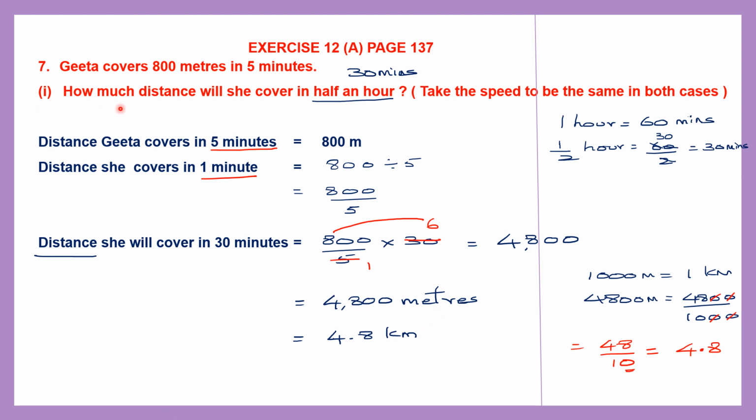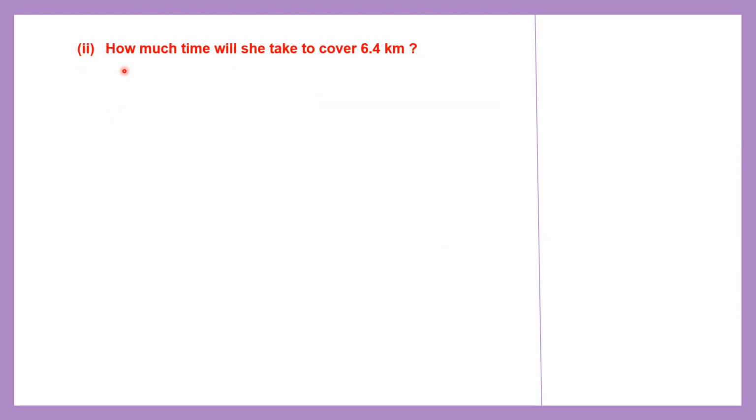So we have finished the first part of the question. Let's go to the second part of the question. How much time will she take to cover 6.4 kilometers? So here we are talking about time. So let's write our statement as time taken to cover 800 meters is 5 minutes. This is already given to us in the question.